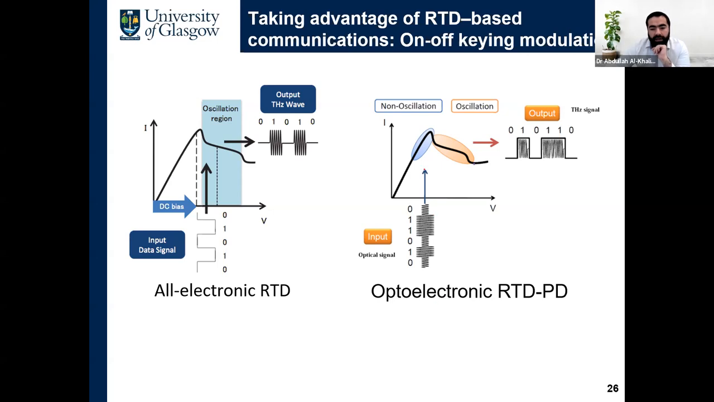In the optical case, we again bias the device here, but we have an input optical signal. So we can optically modulate the RTD. So these are two ways of doing that, either fully electronic or using optoelectronics.